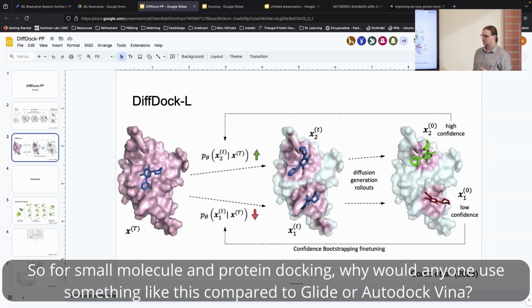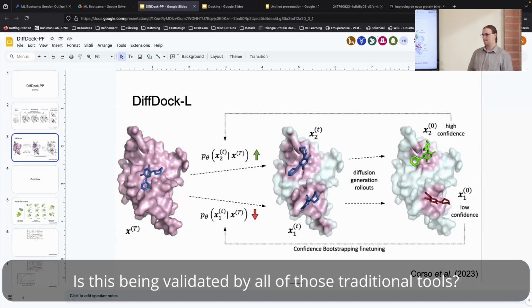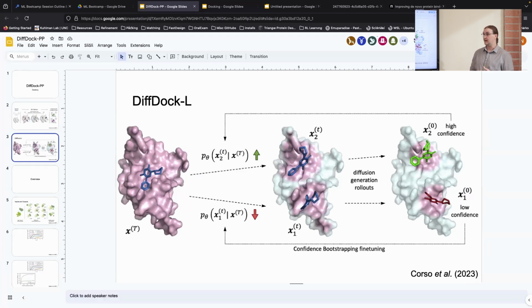For small molecule and protein docking, why would anyone use something like this compared to Glide or AutoDock Vina? I think maybe speed or something like that. I think right now we're still seeing some advantages to some of the traditional physics-based, energy-based methods for docking. However, some of the deep learning-based docking tools are more or less in their infancy, but they're still growing quite rapidly. So is this being validated by those traditional tools? Yes, they're being benchmarked against those tools.